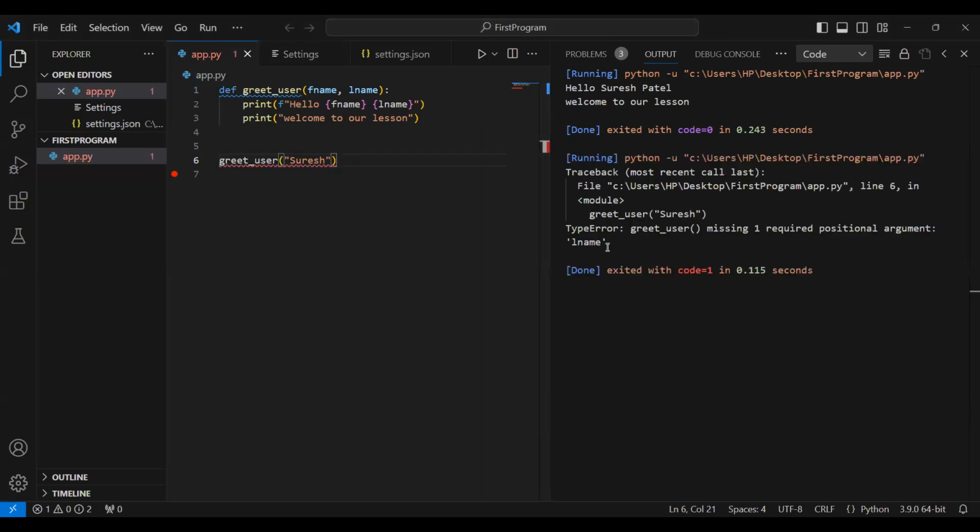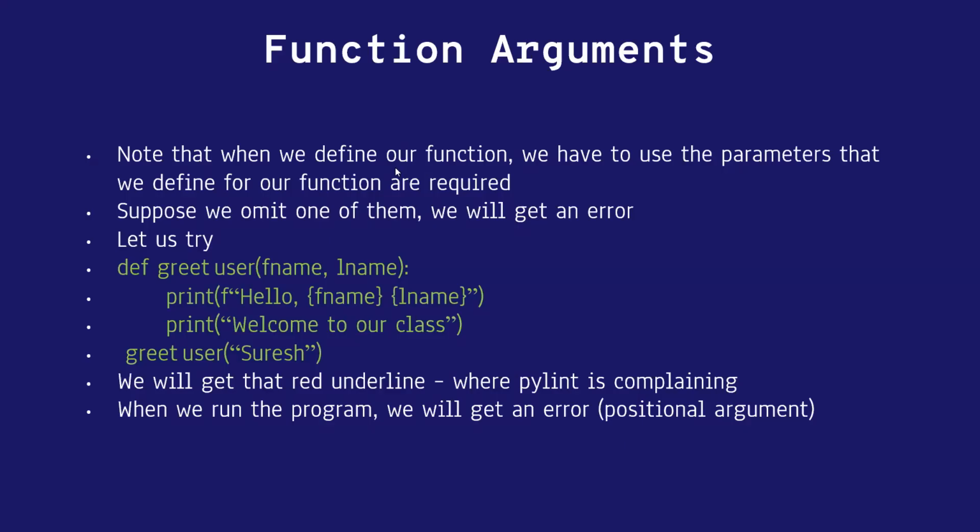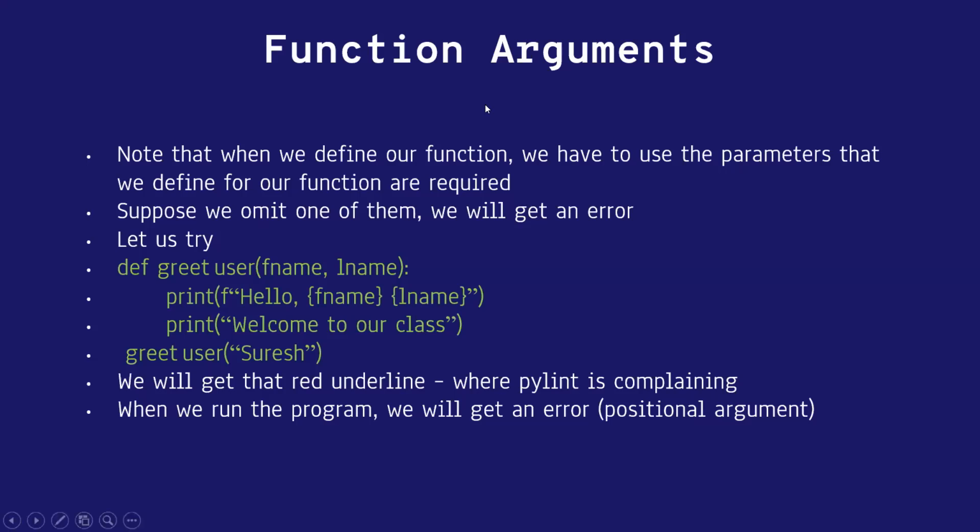We get an error. Type error, greet user missing one required positional argument. So if we miss one argument, here we provided two, but now we are providing one argument here. So we get an error. So we'll get the red underline where Pylint is complaining. When we run the program, we will get an error, positional argument. So that is it for the functions.